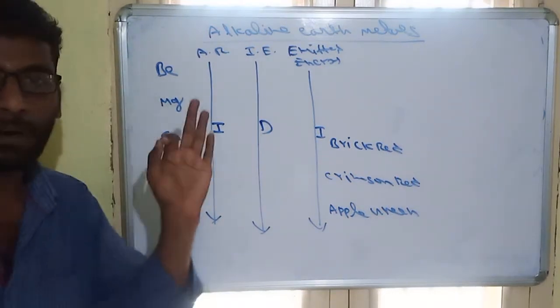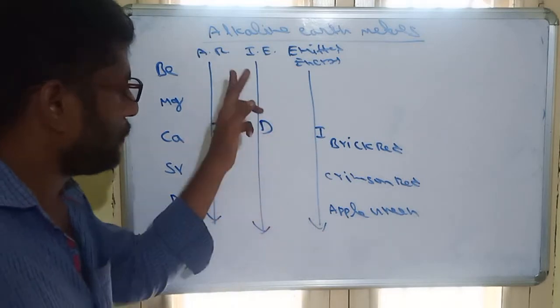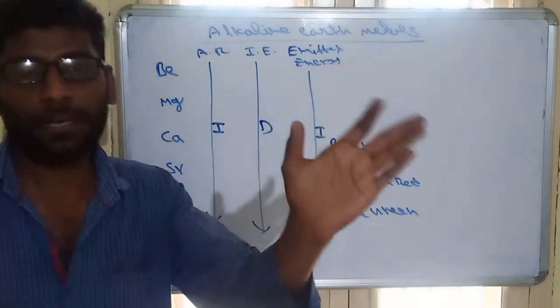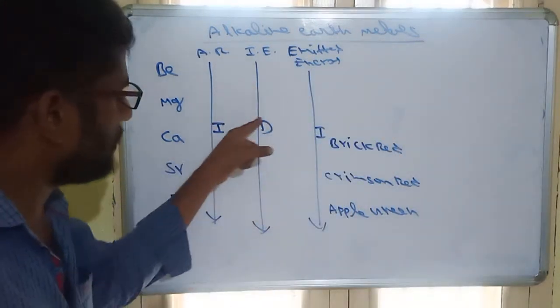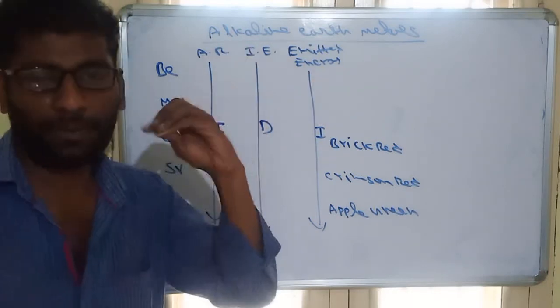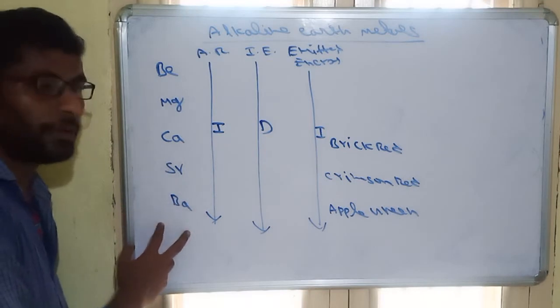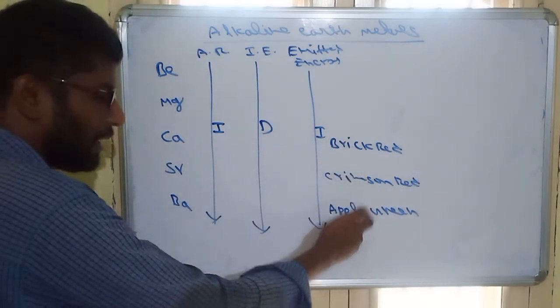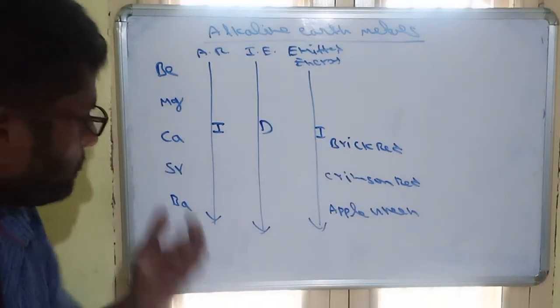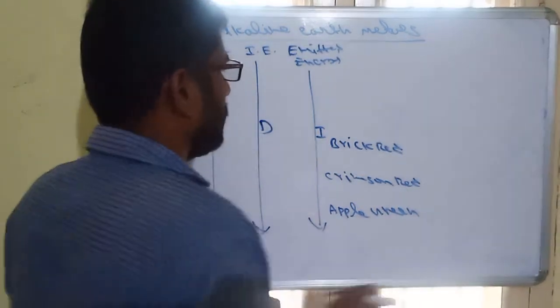Beryllium and magnesium will not exhibit colors, due to their high ionization energy. Because of high ionization energy, the emitted energy is very small, so they do not exhibit any colors. Calcium, strontium and barium exhibit colors: brick red, crimson red, and apple green. So these are the emitted energy.